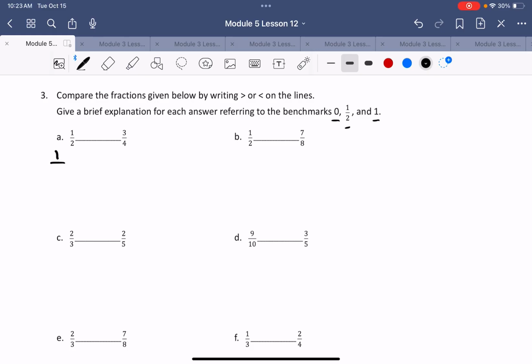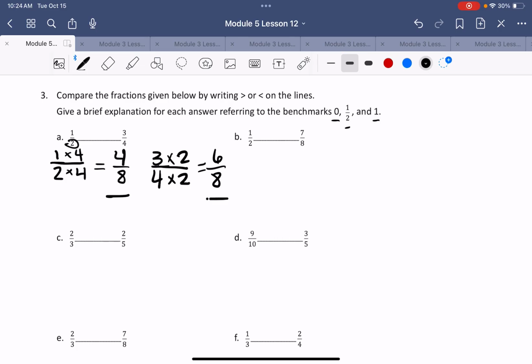If I have 1/2 and I multiply 1/2 by 4ths, which is the opposite denominator, then I would get 4/8. Now, if I take 3/4 and I multiply it by the opposite denominator, which is 2, then I get 6/8. Which one is greater, 4/8 or 6/8? We know 6/8 is greater, so we're going to show 3/4 is greater.